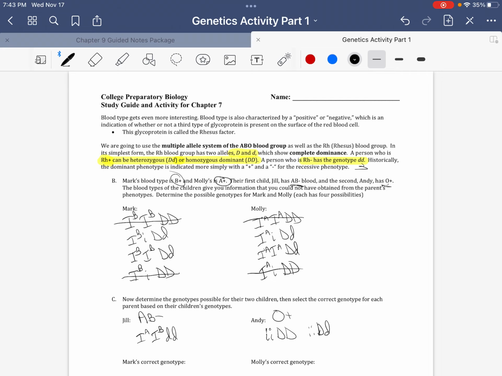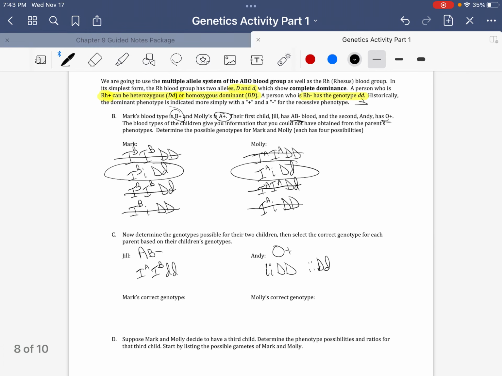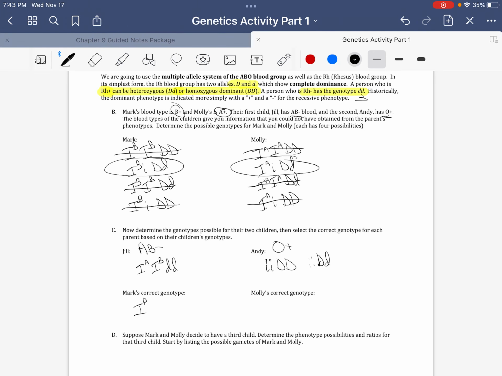For Andy to get type O, he has to get two little i's. Same thing, he has to get one from each parent. So we can go back up here and cross out anything that does not have a little i. And so that's how we eliminate the genotypes for the parent to select the one that's correct. So Mark's correct genotype was big I with a B, little i, big D, little d. Molly was big I with the A, little i, big D, little d.